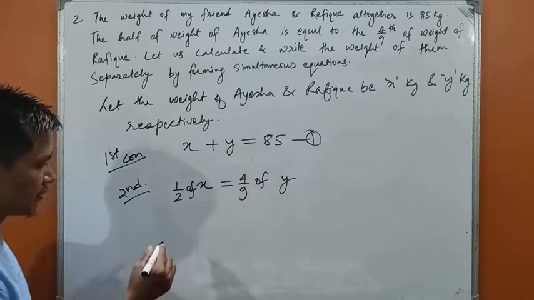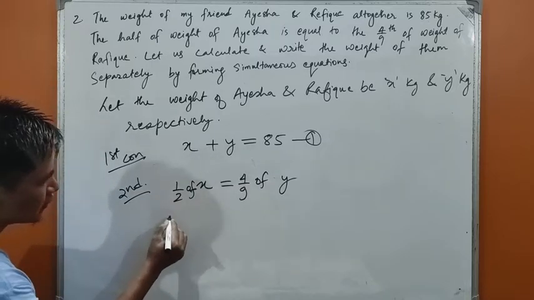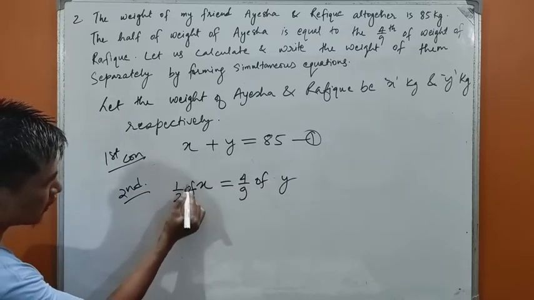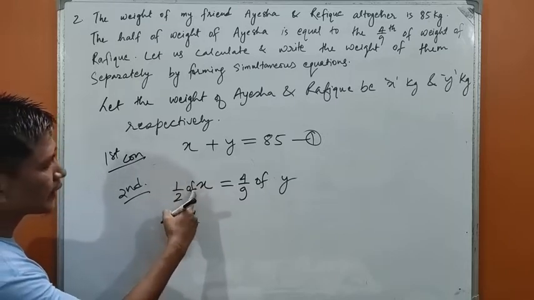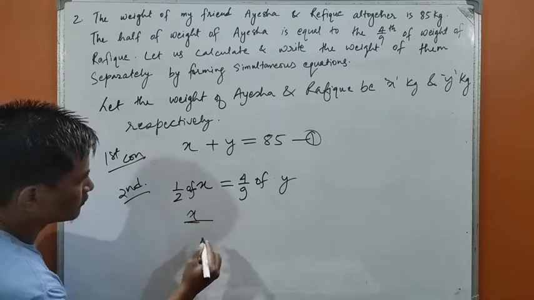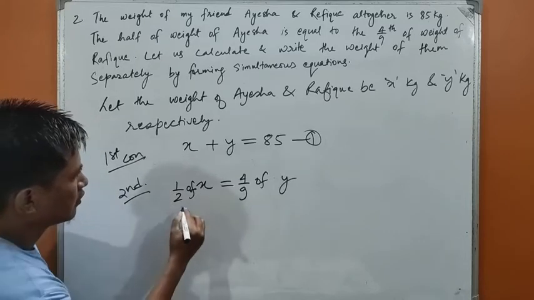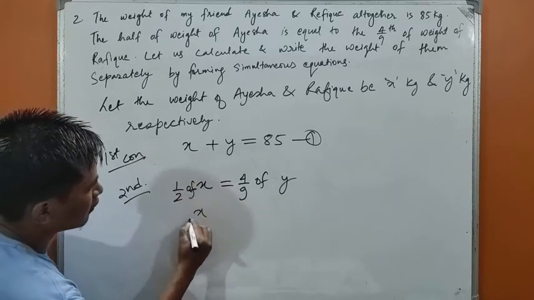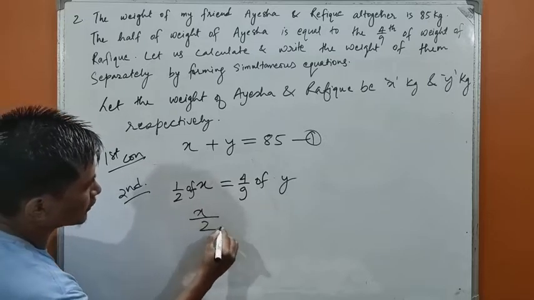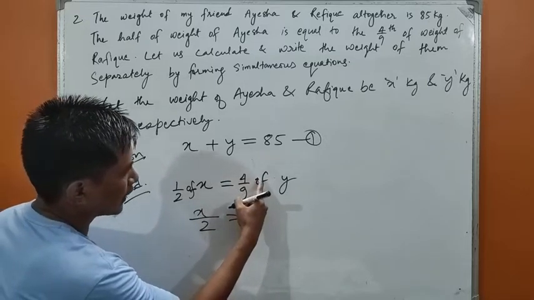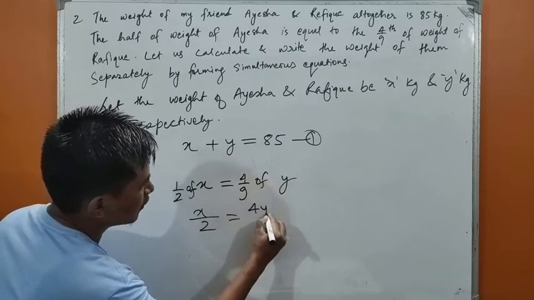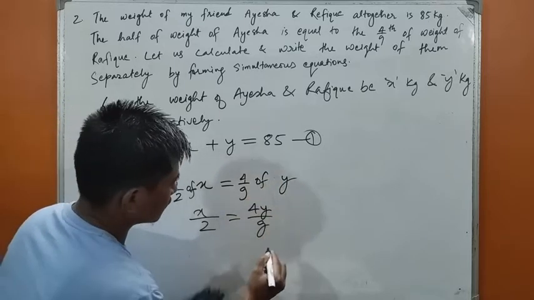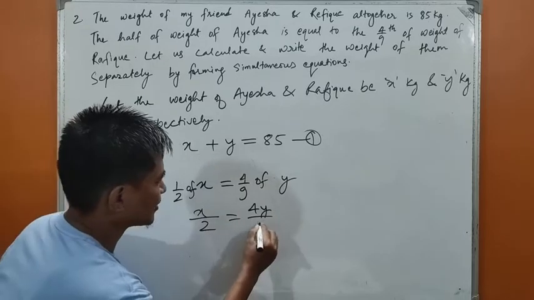Now let us simplify this. Of means into, isn't it? This gives us 1 into x is x. Of means into, okay? 1 times x is x upon 2 is in the denominator. Here we have 4 times y. Of means into. 4 times y is 4y upon 9.